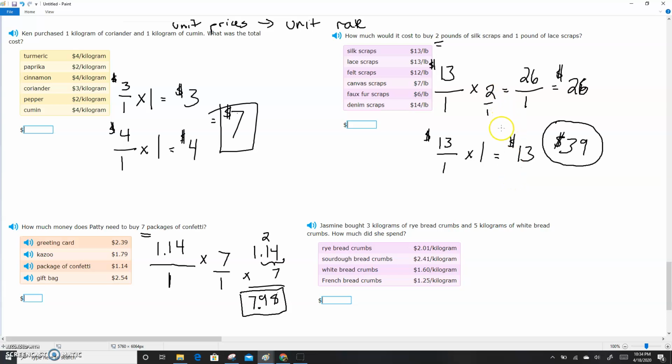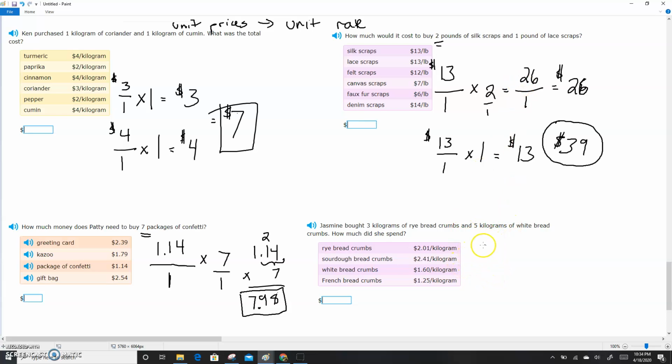Last one, 3 kilograms of rye bread and 5 kilograms of white bread. I'm sorry, not bread, these are crumbs. What are these people buying? We got pounds of spices and a whole bunch of confetti and what is this, 3 pounds of just fabric scraps? These are weird shopping lists.